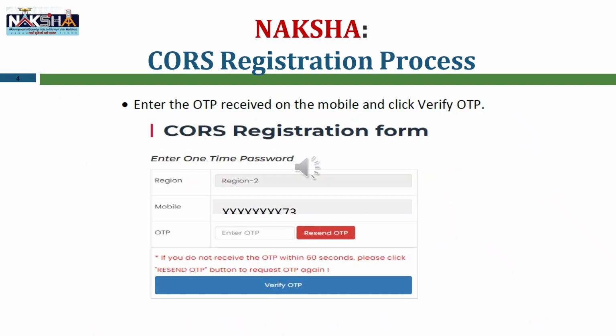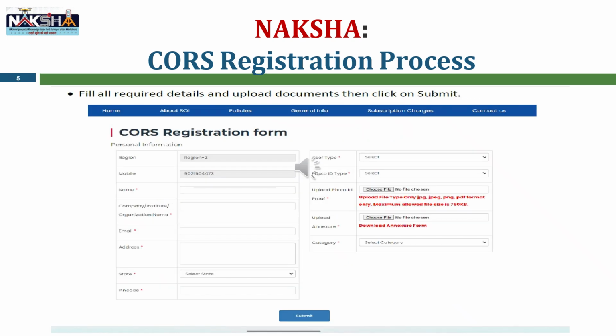After clicking Proceed, the OTP verification screen will appear. You will see that the region and mobile number you entered are pre-filled on this screen. An OTP, one-time password, has been sent to your registered mobile number. Enter this OTP in the field provided. Important note: if you do not receive the OTP within 60 seconds, click on the Resend OTP button to request the OTP again. Once you have entered the correct OTP, click on the Verify OTP button to proceed to the next step. After OTP verification is successful, the complete CORS registration form will open.